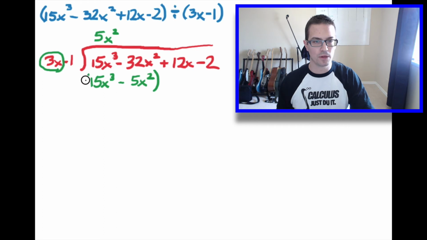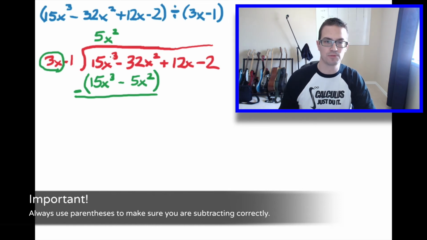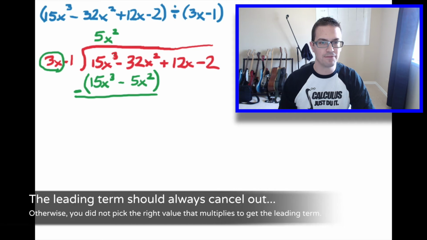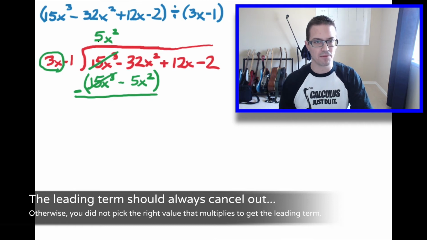The next important part is to make sure you always put parentheses every single time you do that. So when you multiply this by this whole part right here, make sure you put that in parentheses, because you're subtracting. What's going to happen every single time is that this term and this term should cancel out. If they do not cancel out, then you did not pick the right term up here. These should always cancel out.